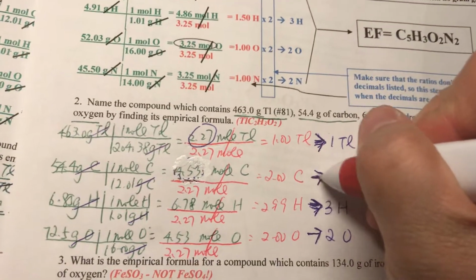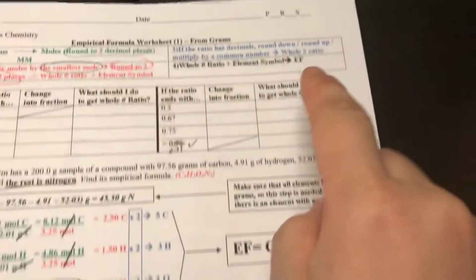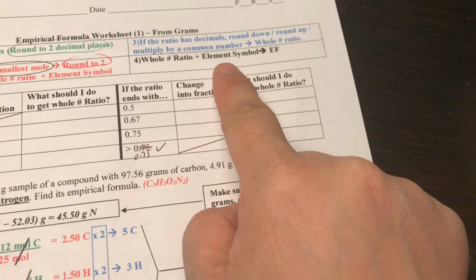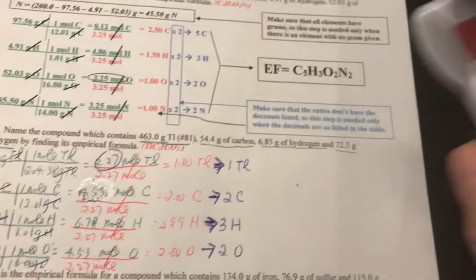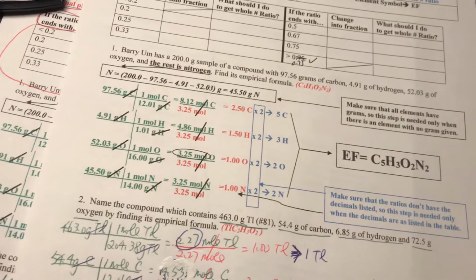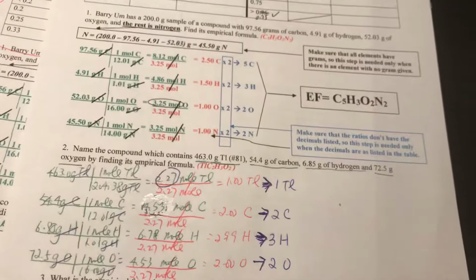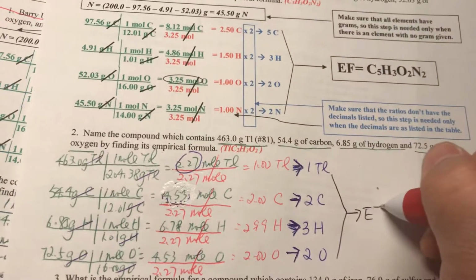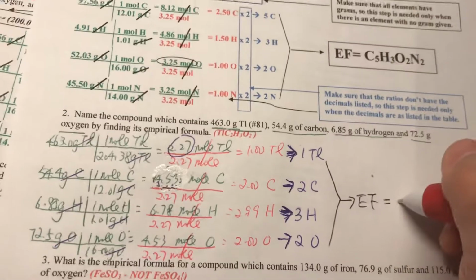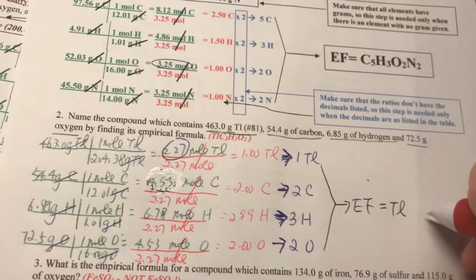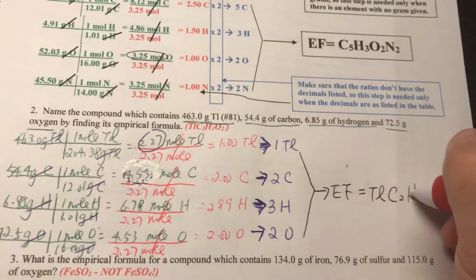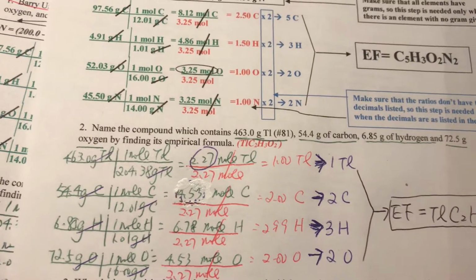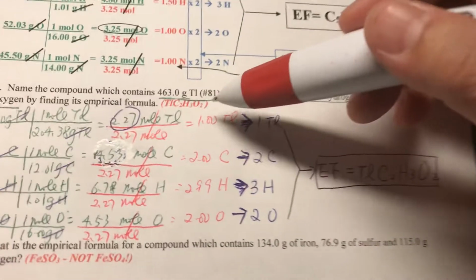I hope you can tell. Okay, so then after that, we end up with the whole number ratio. The whole number ratio and the element symbol give me my final step, which is the empirical formula. Now on the last step, I'm using the black pen. So finally my empirical formula is Tl, we don't write the 1 in the subscript, C2H3O2. So this is my answer. And it matched with my reference answer.